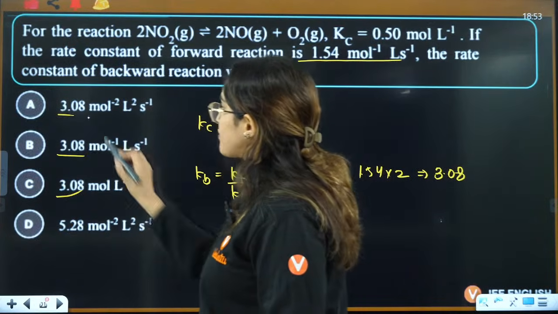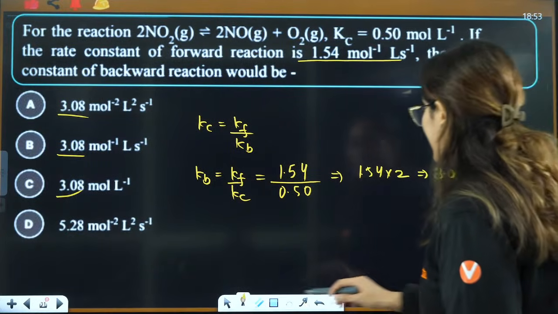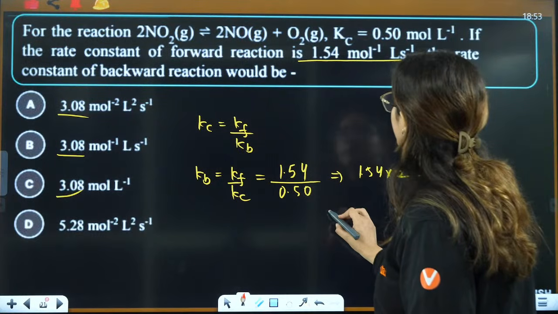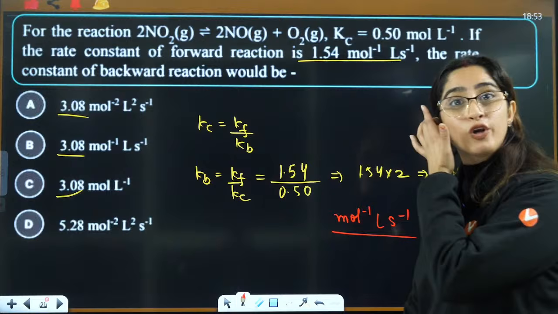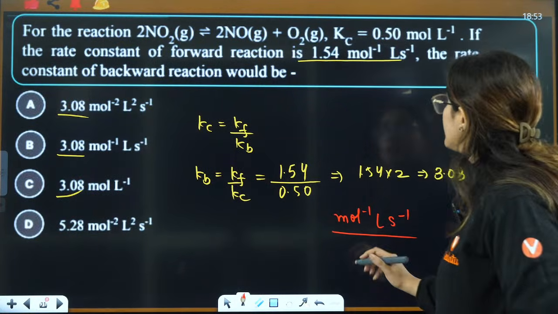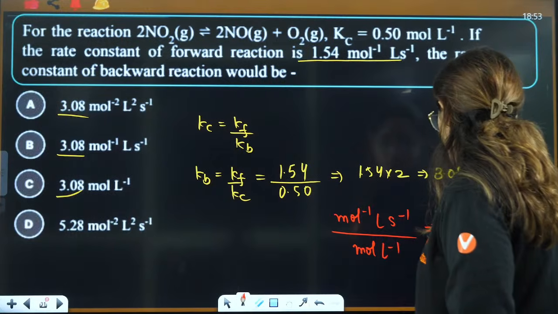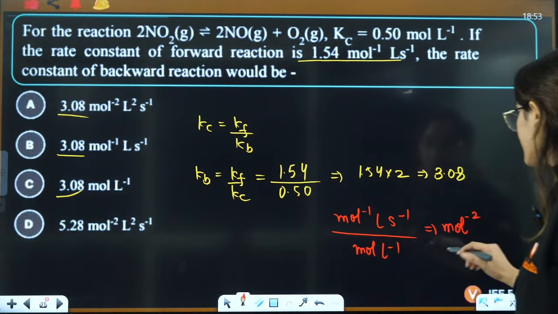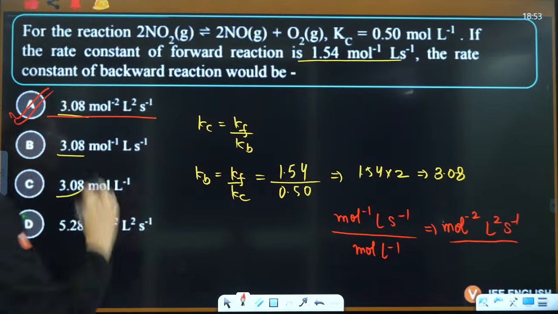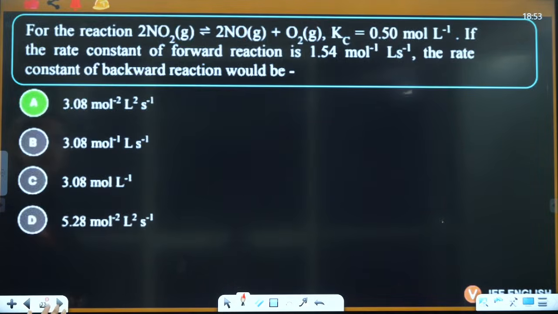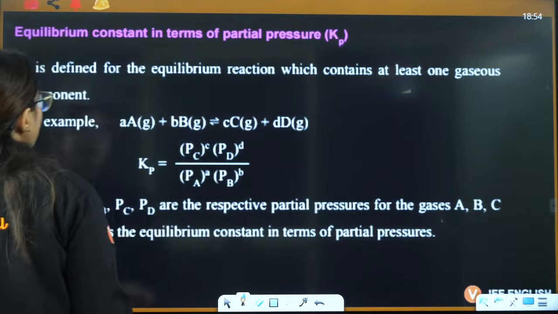3.08. So that means you'll have to see the units here. The units of Kf is nothing but per mole liter per second. You don't ever put the units yourself, right? See the units that are written here. Kc units are mole per liter. So this will go here, this will become per mole square, liter square, per second. So per mole square, liter square per second, that means A is going to be the correct answer here. Right, so answer A is the correct answer. Right, okay, yes everybody. Let's see.